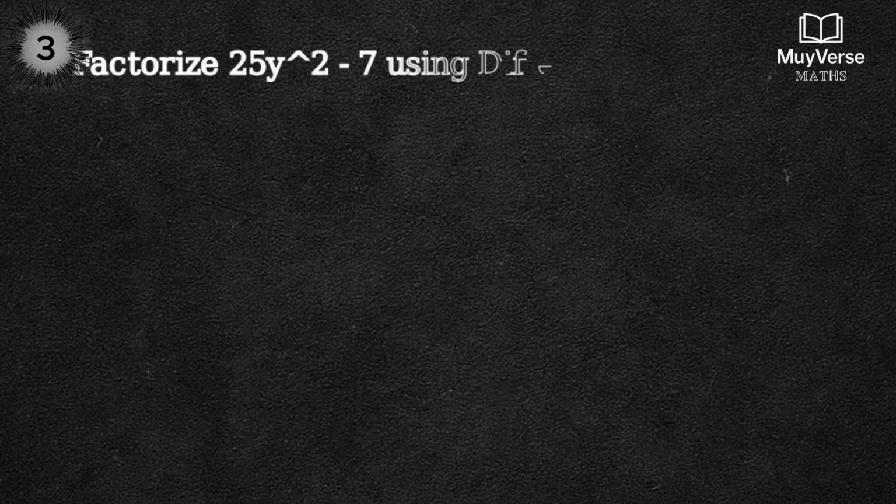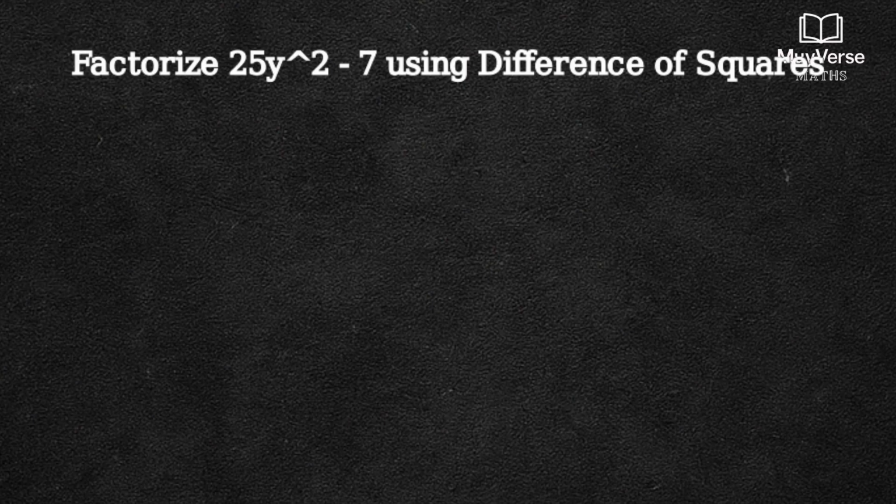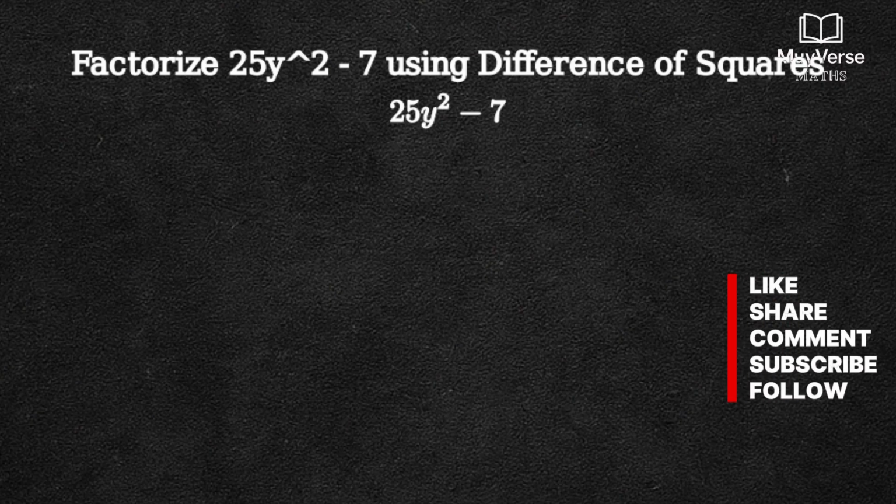In this short lesson, we will factor the expression 25y squared minus 7, and we will do it step by step with a fast visual cue. Here is the expression we want to factor. Step 1. Recognize a classic pattern called the difference of squares. The identity says a squared minus b squared equals (a minus b) times (a plus b).